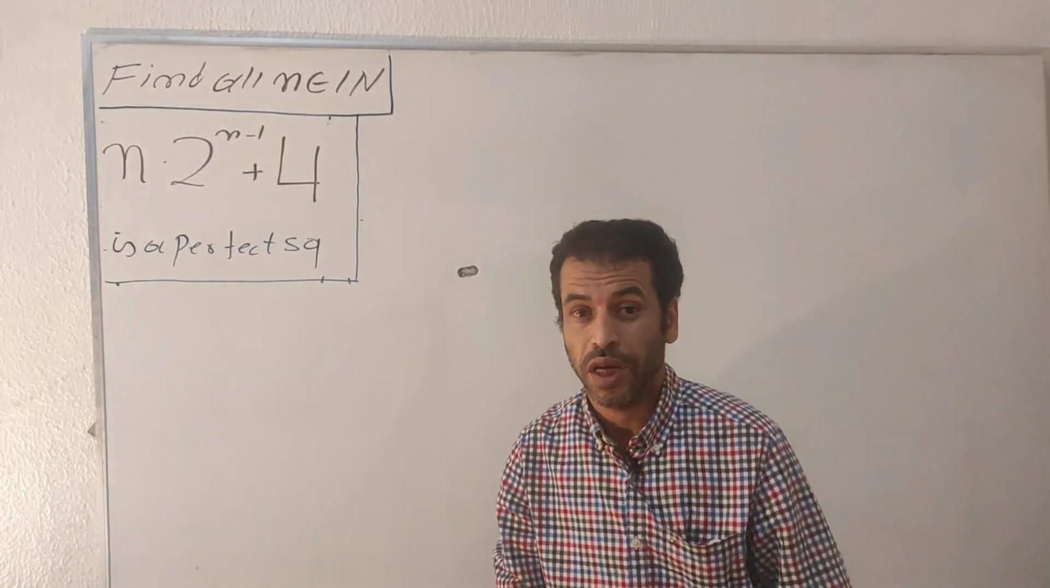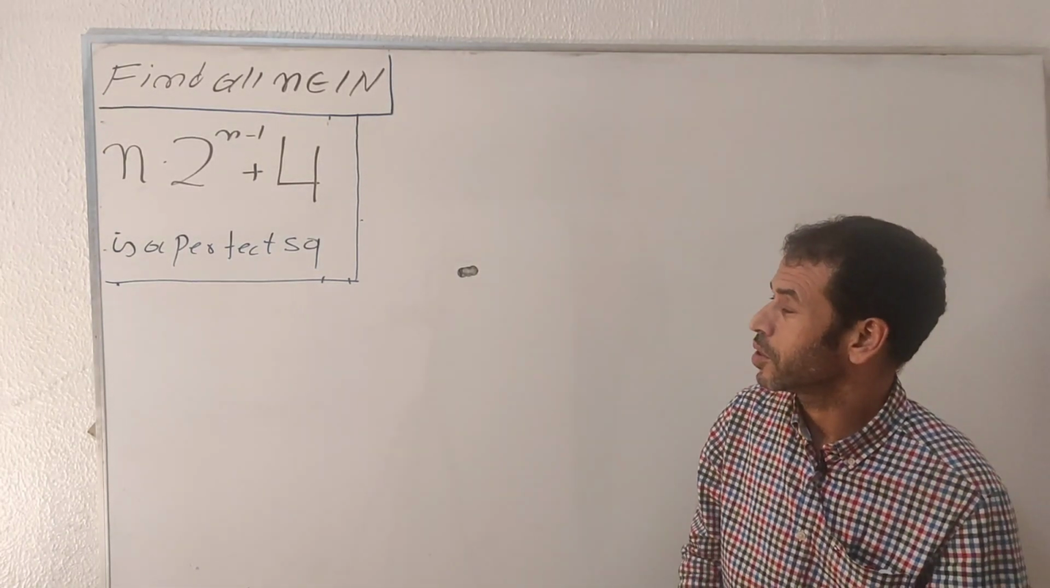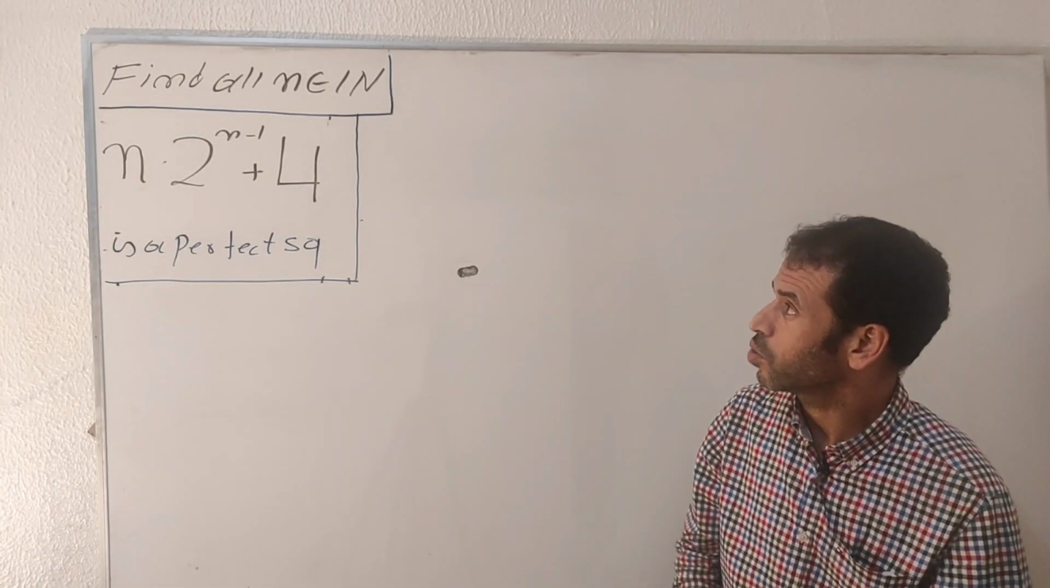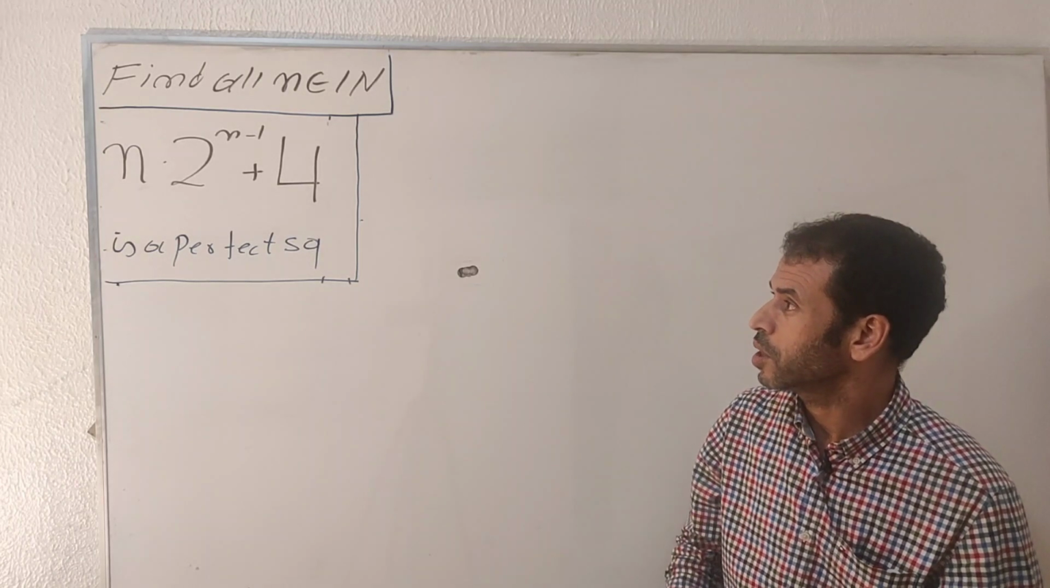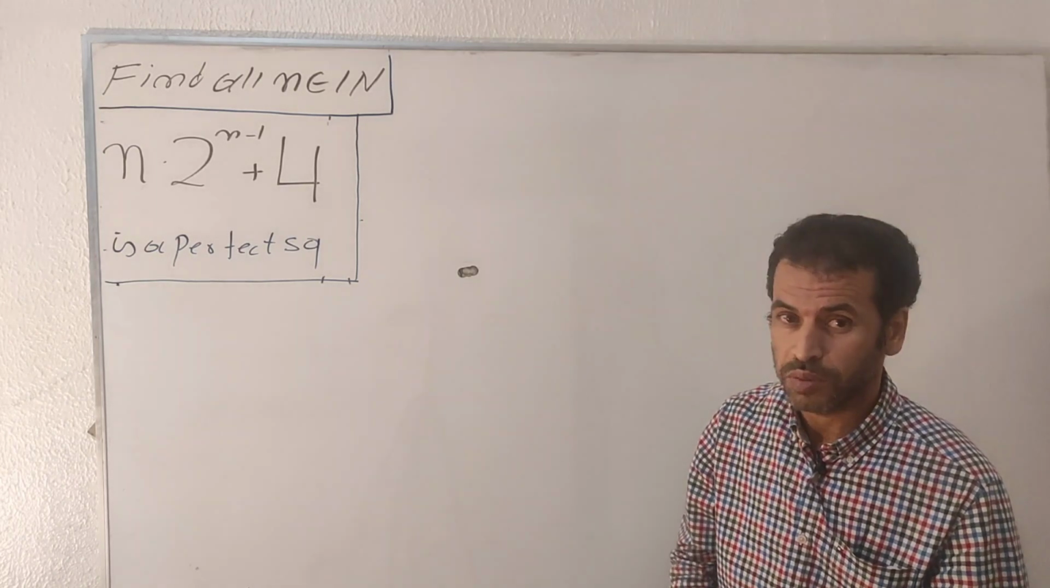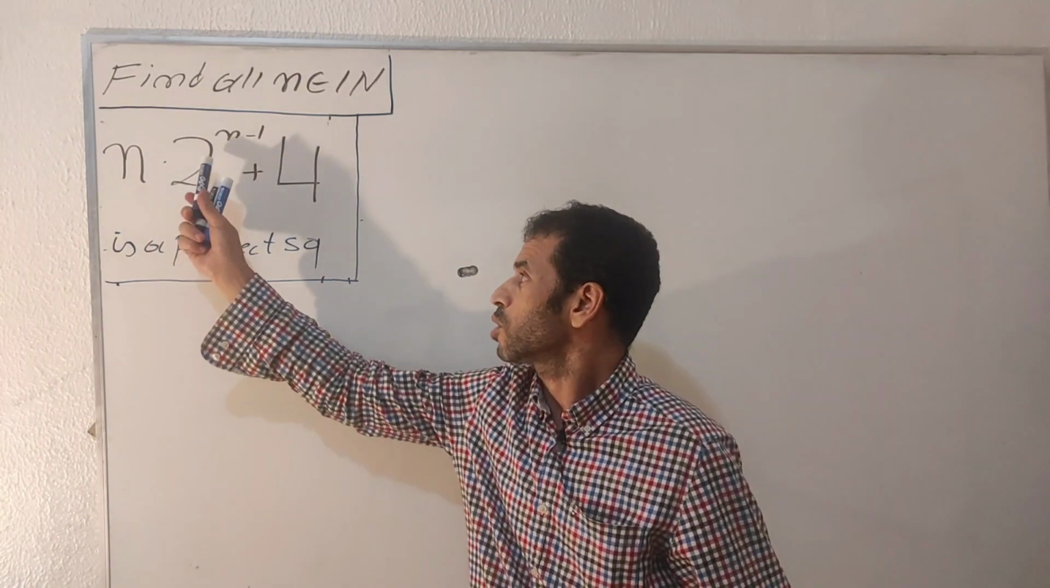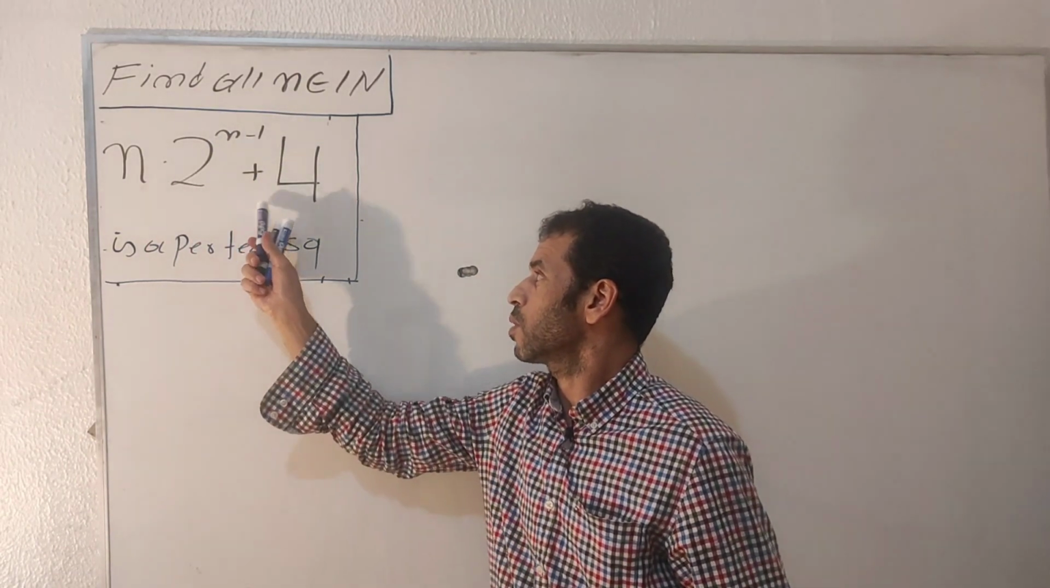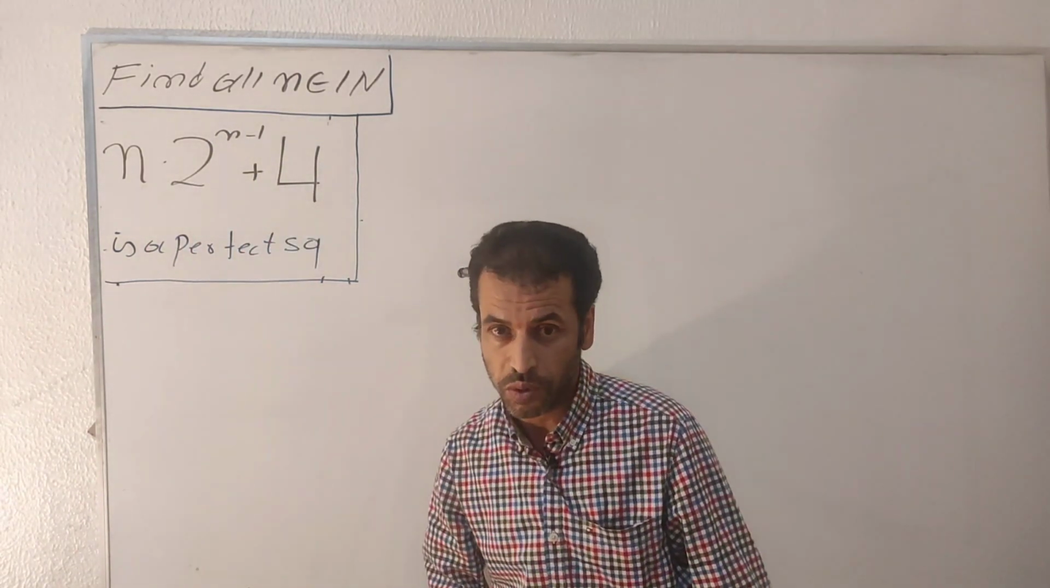In today's video, here is a nice problem regarding arithmetical number theory. Here is the following statement. Find all n as integer numbers that satisfy the following statement: n multiplied by 2 to the n minus 1, plus 4, is a perfect square. Okay?